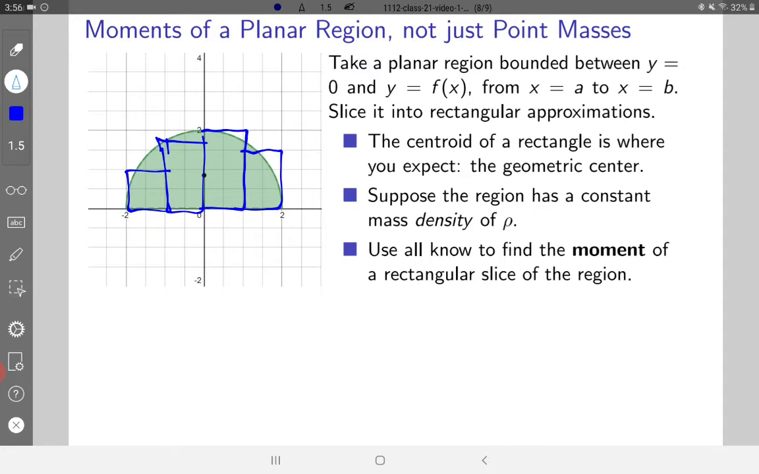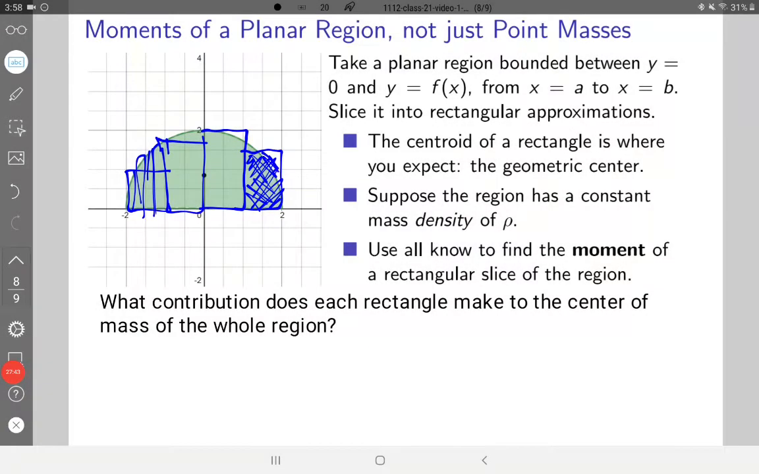Essentially what we're going to do is take one of these rectangles and think about how that rectangular region, although I admit it's not a perfect approximation to the planar region in green there, in the limit, as I make those rectangles thinner and thinner, would become a better and better approximation. So let's think about how this rectangular region contributes to the moment around the y-axis and around the x-axis. In other words, what contribution does this rectangle make to the center of mass?